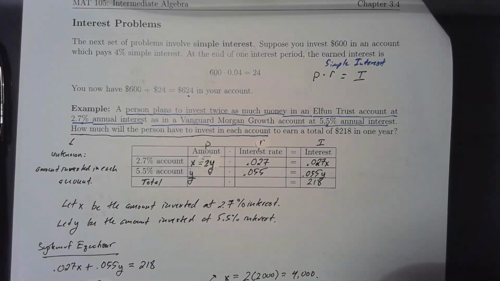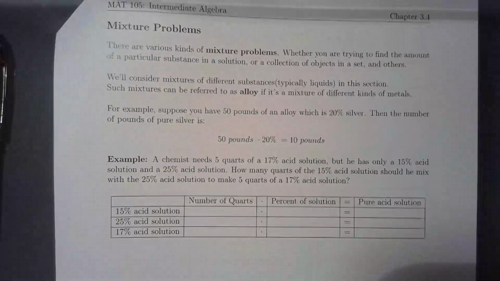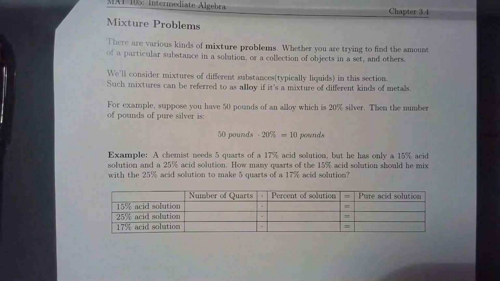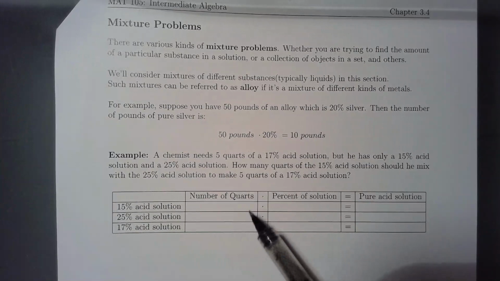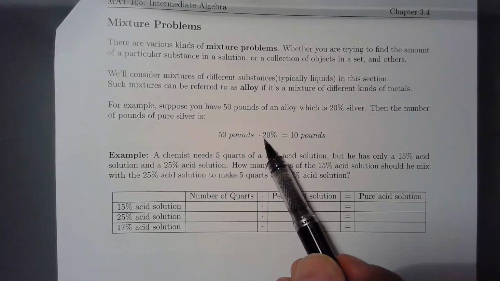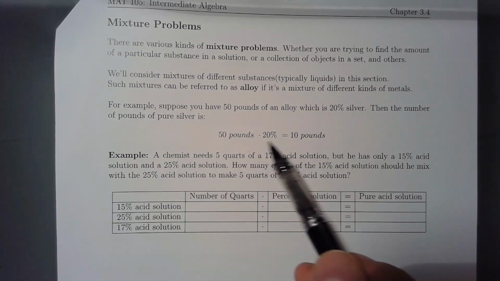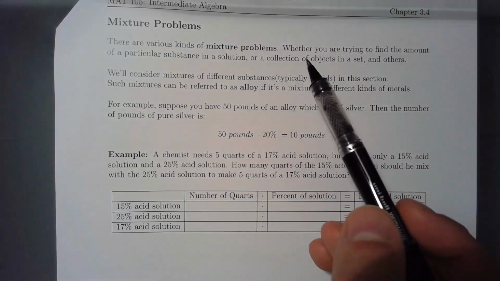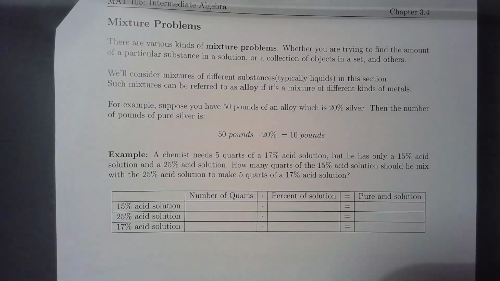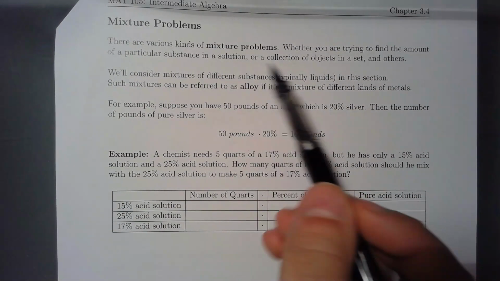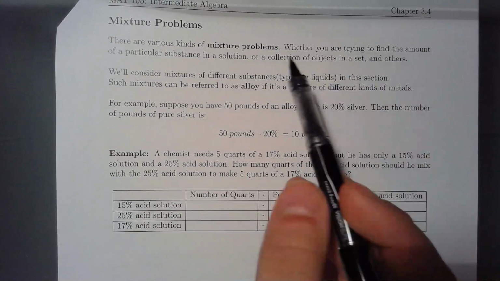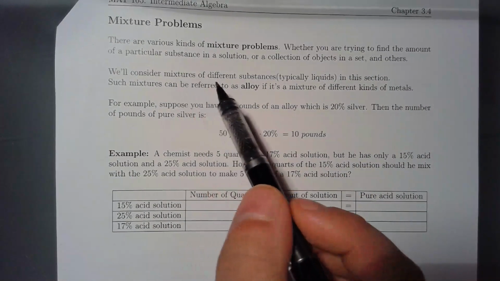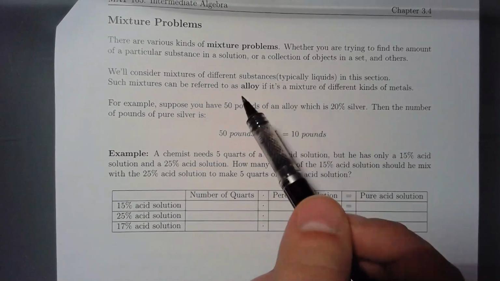Yeah, that's the problem. So I have one more problem in this section, and I'm going to look at mixture problems. A mixture problem stems from a very basic, similar idea. This is the amount of stuff times the percentage equals the total amount of that particular percentage. So this is like if I have a mixture. You study things like this in chemistry or physics, right? If I have a solution or a collection of objects in a set, whatever. Sometimes we look at mixtures of different substances, like liquids.